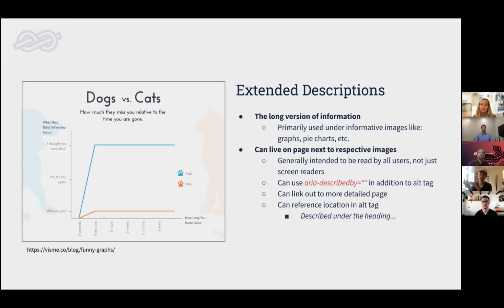These descriptions are also generally pretty helpful for all users, whether they're using screen readers or not. There's a few different ways that they can be added, whether they just live on the page itself, maybe directly below the image, or whether they link out to an entirely separate page. These essentially tend to be one to multiple paragraphs, and more than alt text, which is generally between 1 and 3 sentences.